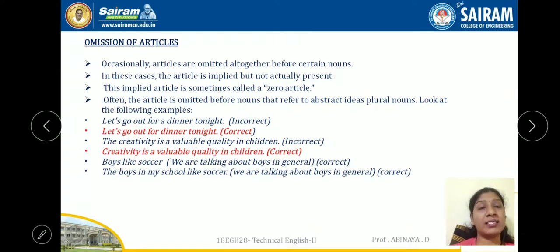But see the second statement: the boys in my school like soccer. Here it is the same plural, but the boys. Why? Because you mentioned which boys there: my school boys. So you have mentioned those plurals, the boys were specified, so you use the. Plurals without specification should not use the. If you are mentioning particular boys, then the same plural should come with an article.